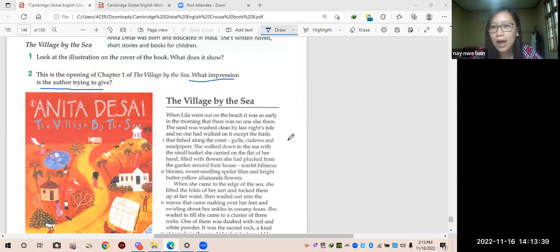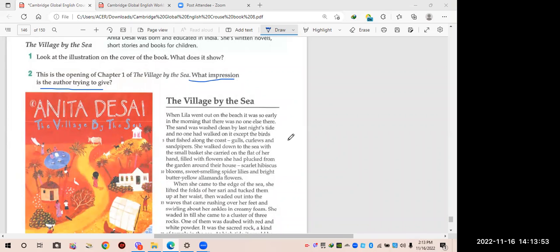So is there anyone who has a different impression? We can feel the peacefulness and we can imagine the scenery of the sea, of the village, right? So is there any other different thing? For me, it feels like a slice of a view of a village and people living in it. But in this story, there's only one person.